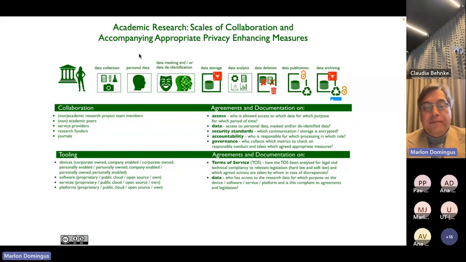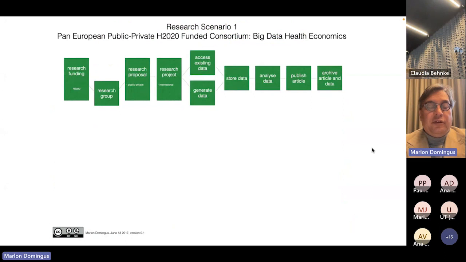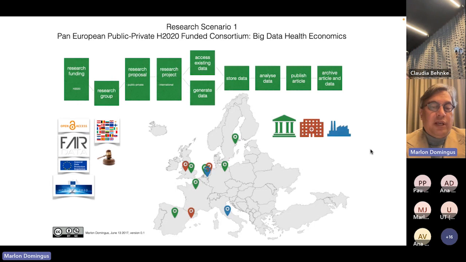So tooling can involve data sharing also, and then you need to have some legal documents in place, and there's also a limited variation in that. I just wanted to show you this perspective, and here is again the research, not a cycle, but the research process, and how it looks in reality if you collaborate. You have academia, you have hospitals, you have industry, you have conflicting policies in terms of open access, FAIR, but also GDPR. This is not so uncommon.